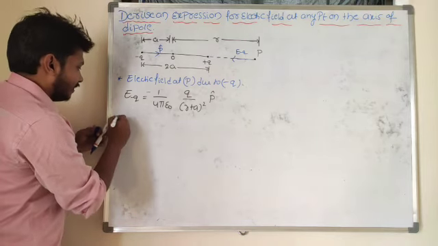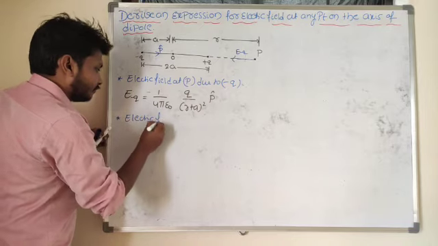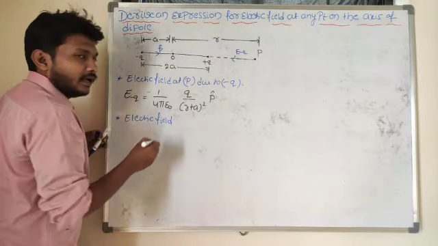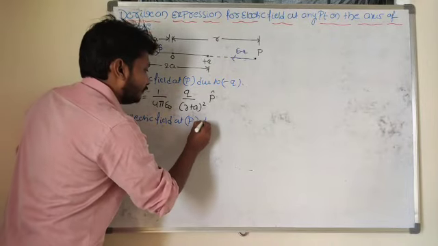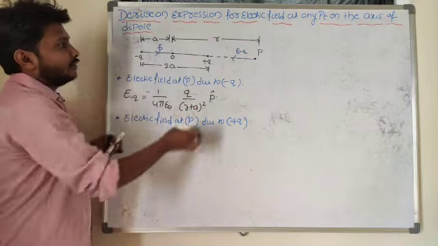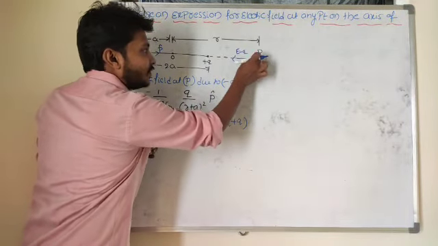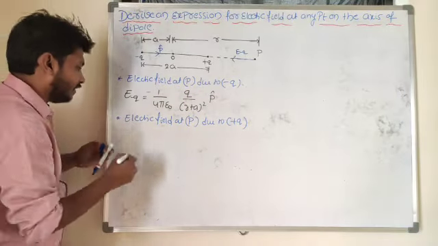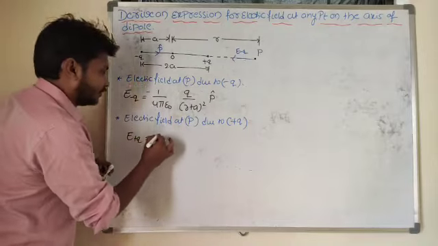Similarly, I will calculate the electric field at P due to the plus q charge. Because of this plus q charge there exists some electric field. What is the value of that electric field? So, the electric field at point P due to the plus q charge.